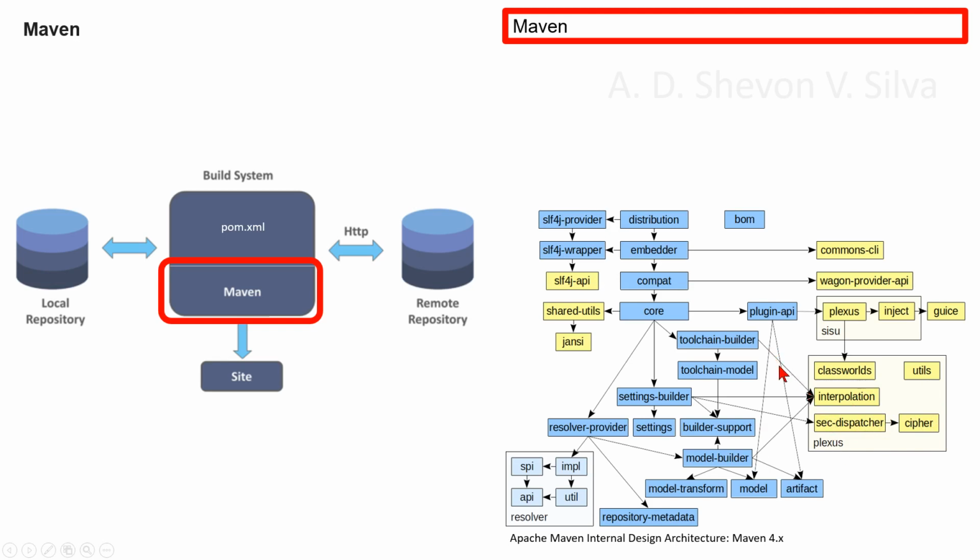Toolchain builder, settings builder and model builder are connected to interpolation. Settings builder is connected to sec dispatcher, and resolver provider is connected to IMPL. Inside the resolver you can see IMPL, SPI, API and util. IMPL is connected to SPI and util. SPI is connected to API and util is connected to API.